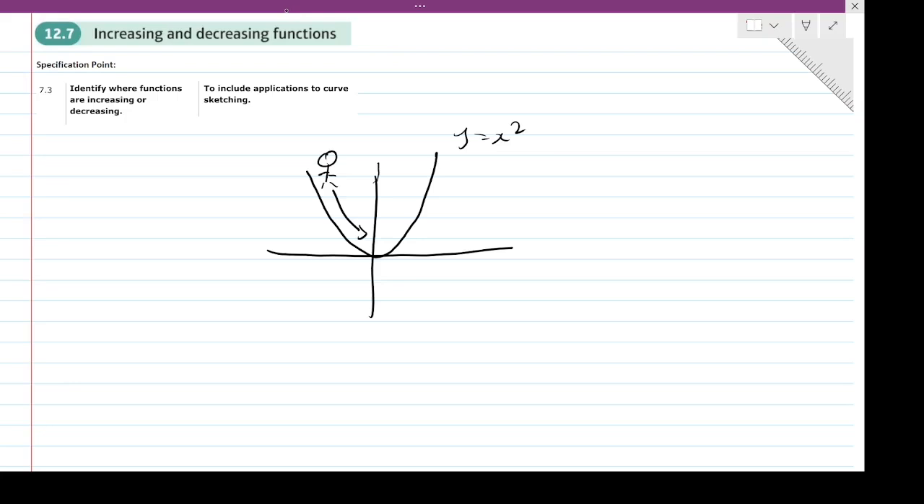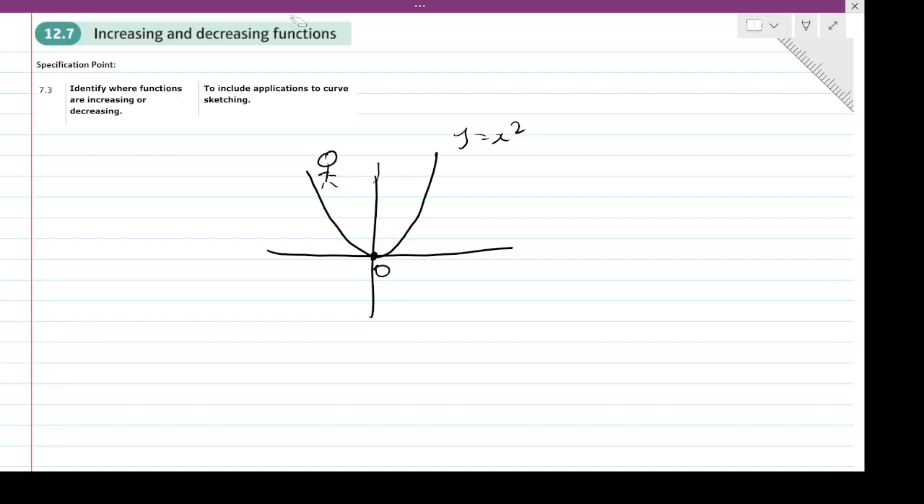Okay. Then when they reach the 0 at the origin, the curve goes back up. Okay. And so then you can imagine the person will be climbing up, right? Something like that. The curve is going up, right? So after 0 at the origin, the curve is going up or it's increasing. Okay, that's what we're going to be looking at, right?